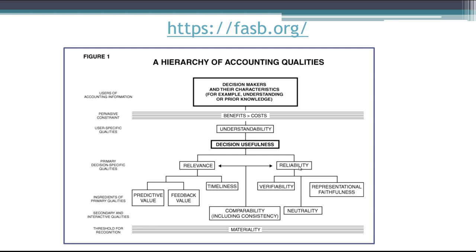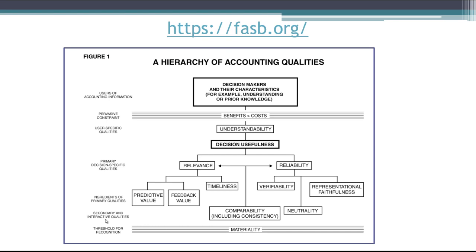Now, for reliability, it has to be verifiable. You have to be able to have an auditor or somebody else check that information and see if they agree with it, see if they've recalculated it, all of that. It has to be neutral, free from spin, and again, it has to have representational faithfulness, which is really just another phrase for reliability, but what it's basically saying is it has to faithfully represent what it purports to represent. It's telling you the truth about what it's trying to describe. So it's painting an accurate picture of how things were.